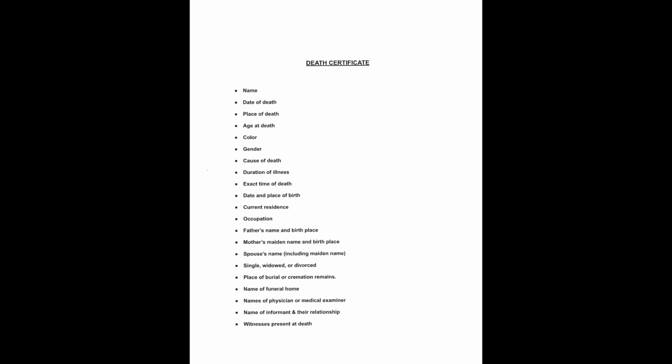And for a death record, it normally gives you the name, the date of death, the place of death, the age at death, color, gender, cause of death, duration of illness, exact time of death, date and place of birth, current residence, and occupation. And for current residence, sometimes they'll say lived in our county for 40 years. So that gives you an idea of when they came there.